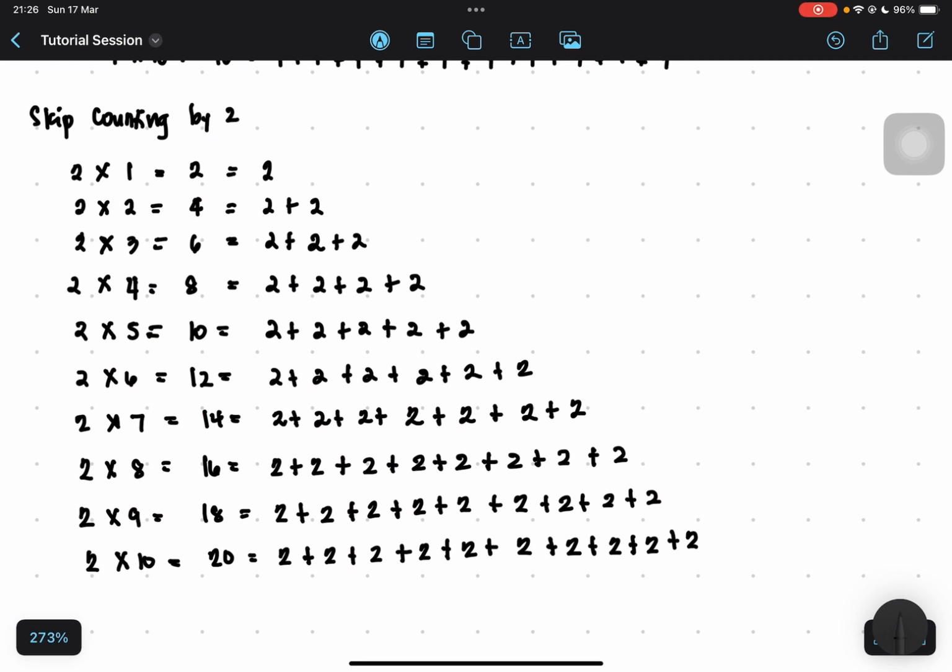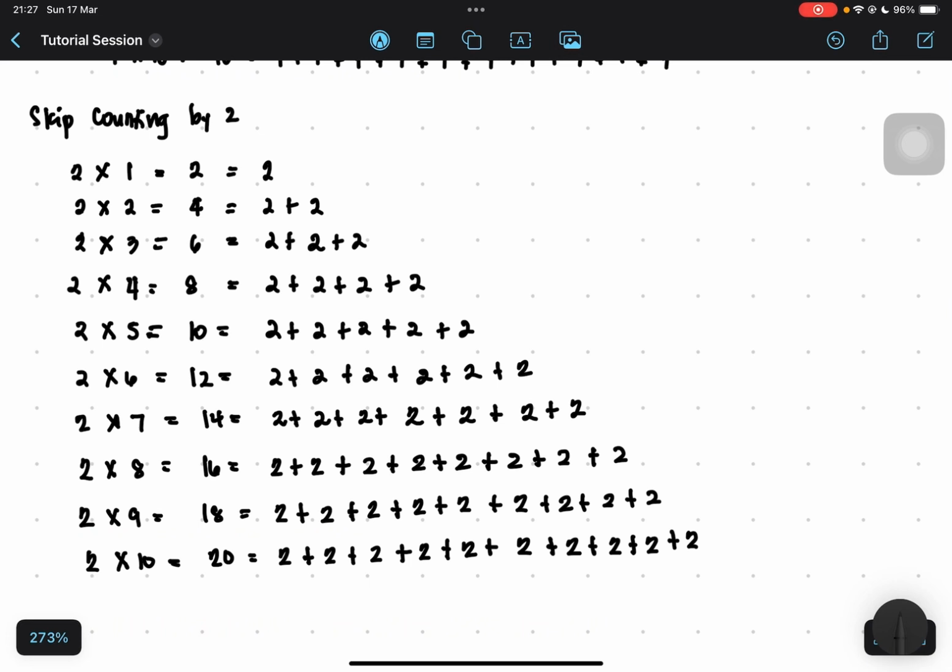Today we're going to continue our interpretation about multiplying numbers from 1 to 5. Okay, and we are on skip counting by 2. In our previous session, we discussed how we obtain the values of the product when we multiply by 1. Now we're going to continue this discussion until skip counting by 5.